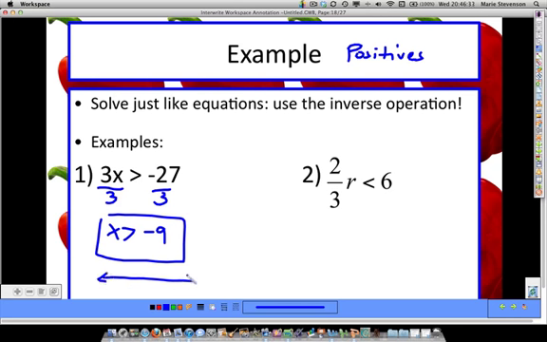And of course, we're going to do our graph. We have negative 9, negative 10, negative 8. So it's x greater than that. So open circle to the right.